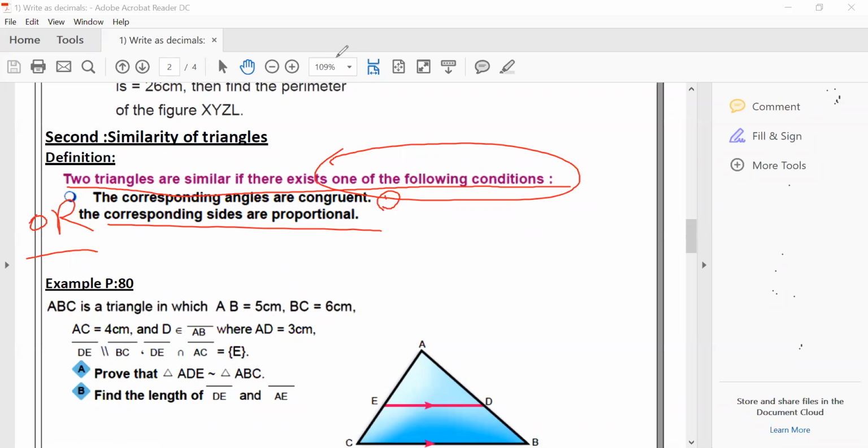Or the three angles congruent to the three angles. Not only one angle here equal to an angle here, no, not one angle. The three. Of course, if two angles in one of the triangles equal the other two in the second triangle, the third will surely be equal to the third, by subtracting 180 minus the sum, they will be equal. Let's see an example.